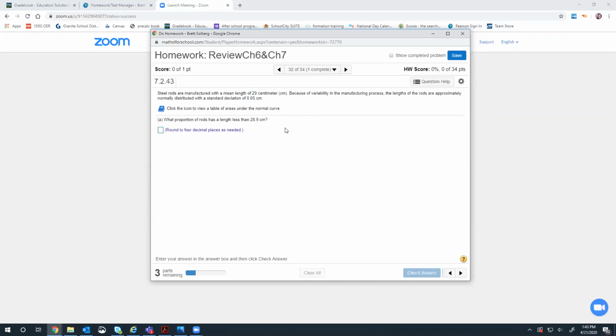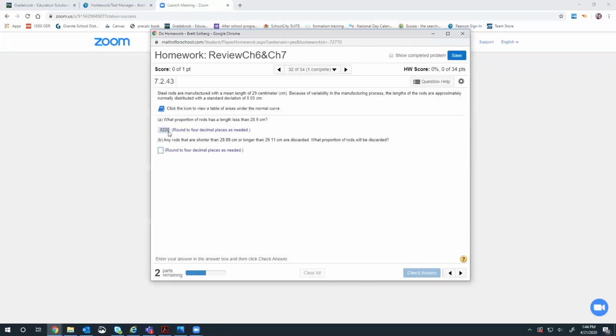I would normally draw a picture here, but it's hard for me to draw on the computer, but I would draw a normal curve, and we're going from 28.9 left because it says less than. So I'm going to go on my calculator and do norm CDF. For the lower number, I just do a really negative number, and then it goes all the way up to 28.9. The mean is 29, and the standard deviation is 0.05. Put that in my calculator, and I get 0.0228, since it says round to 4 decimal places.